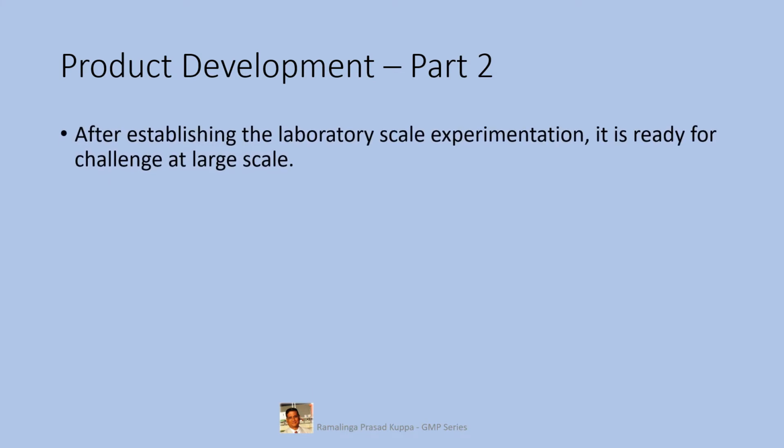After establishing the laboratory scale experimentation, it is ready for challenge at large scale. After successful completion of laboratory gram scale experimentation, the basic process is firmed up in terms of chemistry. Reaction dynamics are different at relatively large scale production. Reaction timings and yields at various stages may vary. So it is necessary to map the suitable equipment for commercial scale.